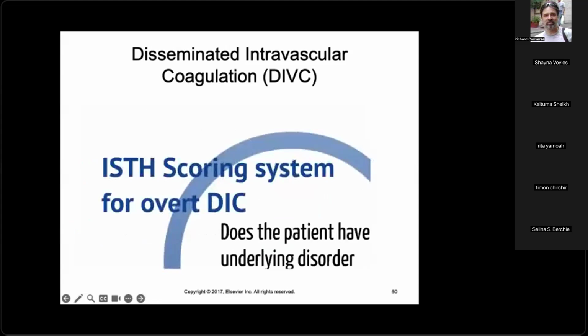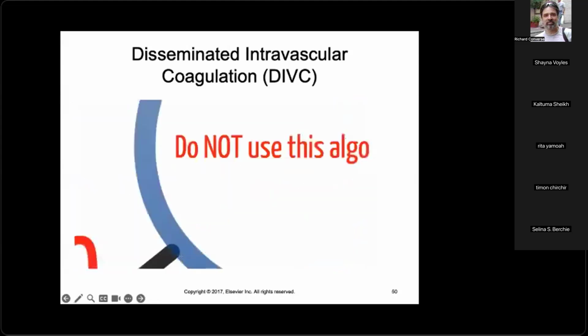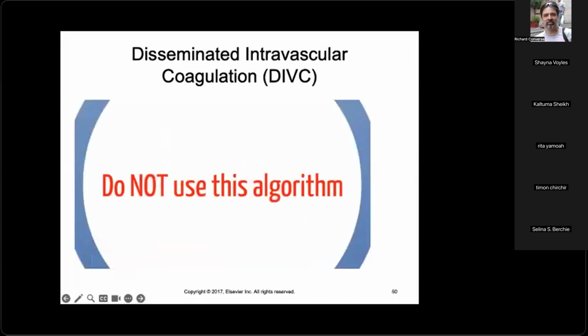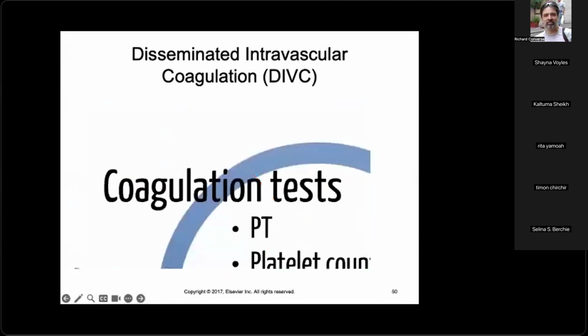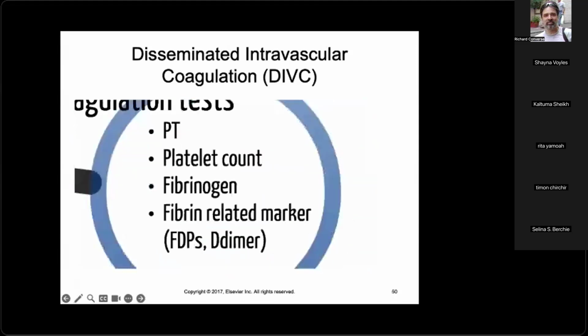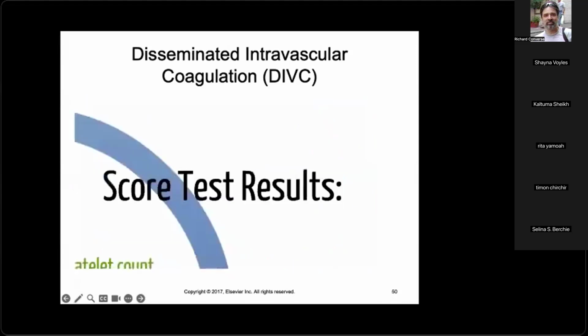So first off, you want to know, does this patient have an underlying disorder known to be associated with overt DIC? If the answer is a resounding no, then you cannot use the scoring system. However, if the patient does have an underlying disorder that's associated with DIC, you need to obtain coagulation tests. So your PT, platelet count, fibrinogen, and a fibrin-related marker such as FDPs or D-dimer. So now we understand how to interpret the labs that we obtained. So we use a scoring system based on these labs.